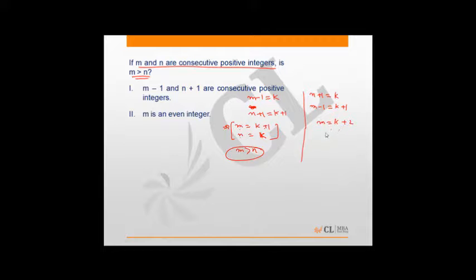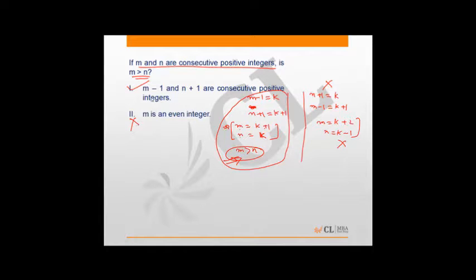Case 2 gives you m is equal to k plus 2 and n is equal to k minus 1. These two are not consecutive integers, which does not satisfy my condition. That's why this case is ruled out. Mind this point, this case is ruled out. It is nothing to do with whether it gives you the answer or not, right? So I have to take only case 1 now. And this case is sufficient enough to give the answer that m is more than n. That means A alone is sufficient to give the answer.